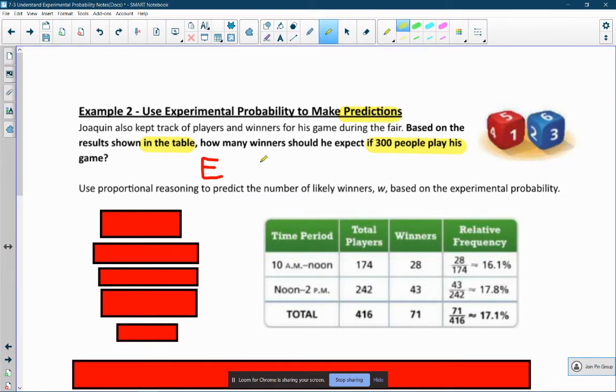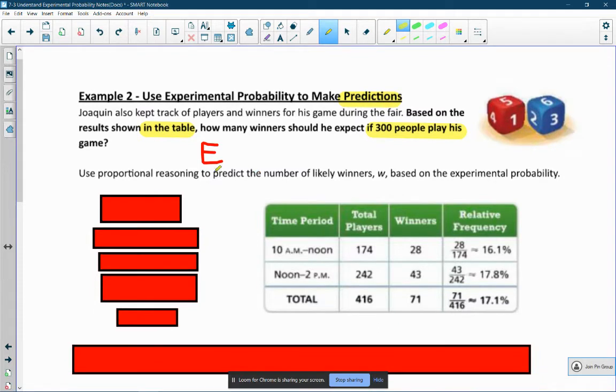Okay, the experimental, what did happen. So we're going to use proportional reasoning. We're going to set up and solve a proportion. So what we do first, we look at our table: 28 out of 174, 43 out of 243. But what we want is the total. We want the number of winners here. We're going to put that over the total, which is what we have here, 71 over 416. So our experimental probability was 17.1.